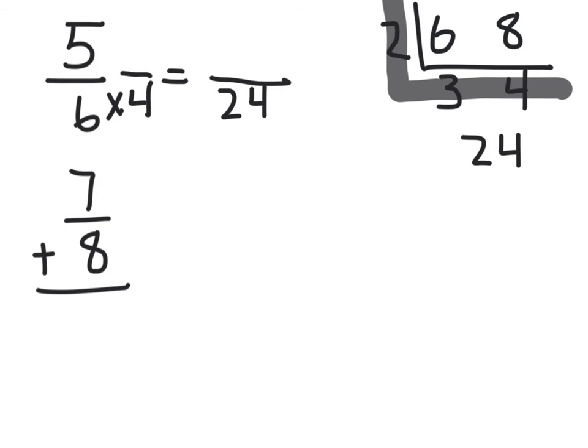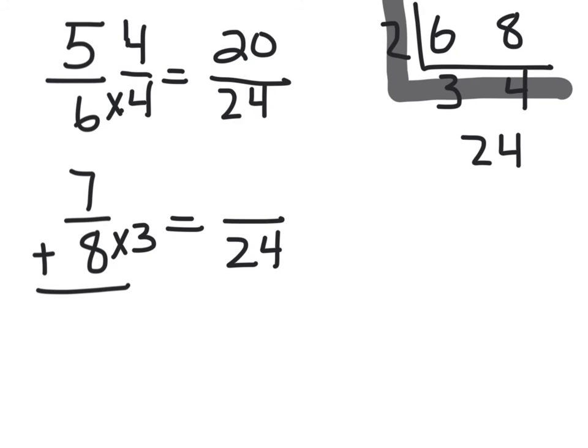So I'm going to multiply my top by 4, and I'm going to get 20 for my numerator. And the bottom, again, I have 24. And 8 times what gave me 24? Well, 8 times 3. So I'm going to multiply my top by 3. And I'm going to get 21. Again, these fractions are equivalent. 7/8 is the same amount as 21/24.